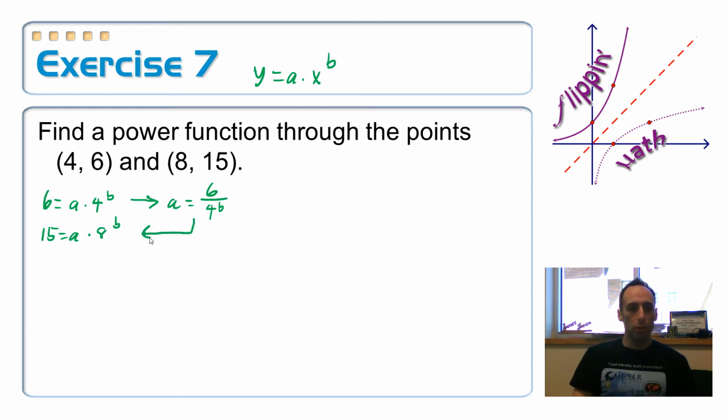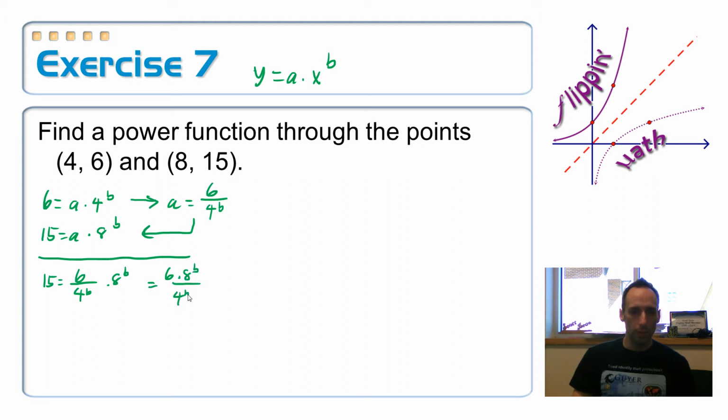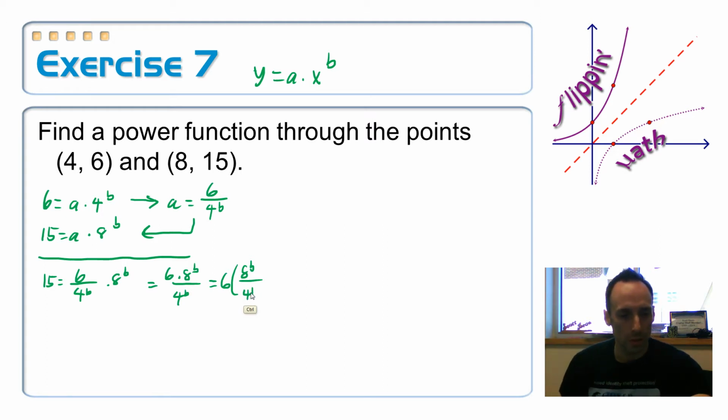Put that expression in for a in the second equation. So 15 is equal to 6 divided by 4 raised to the b times 8 raised to the b. Now we're going to keep simplifying the right side of that equation. 6 times 8 to the b over 4 to the b. Now I'm going to do something a little unconventional here. I'm going to separate the things that have the exponent b with them. So this is going to be 6 times 8 to the b over 4 to the b.